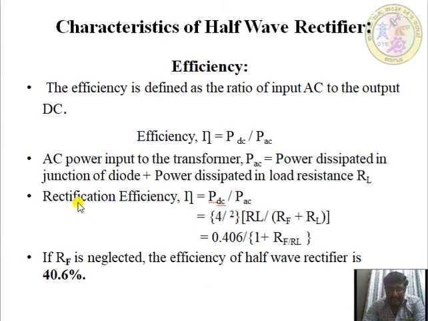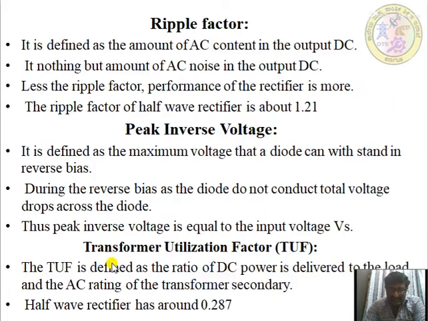The rectifier efficiency is given by PDC by PAC, which is normally 0.406 divided by 1 plus RF by RL, and RF, the forward resistance, is normally neglected. So the efficiency of the rectifier is always 40.6%. The half wave rectifier efficiency has a standard value of 40.6%.